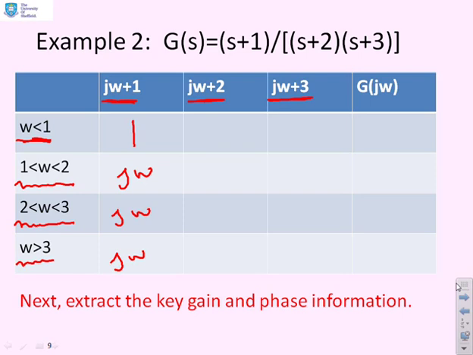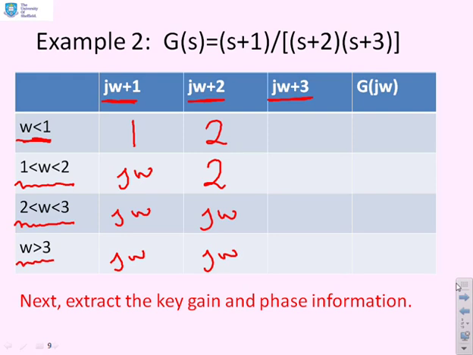If omega is less than 1, we approximate that by 2. If omega is between 1 and 2, we approximate that by 2. If omega is between 2 and 3, we use j omega, and if omega is bigger than 3, we use j omega. And finally, let's look at j omega plus 3.